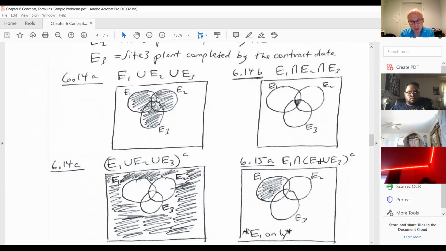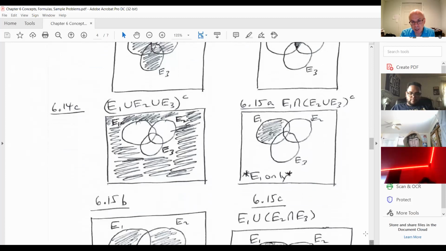It's a little complicated to understand. I'm not going to ask you to ever do this here, but what it's saying is it's E1 and the complement of E2 or E3. Now, what is the complement of E2 or E3? E2 or E3 is these two circles. And if it's not that, it would be the E1 only plus everything outside these three circles. But E1 and that would only be the E1 only here. So again, don't worry if you don't understand that. E1 only means this area here. All right, that's what it means.